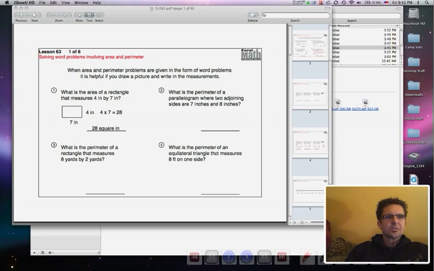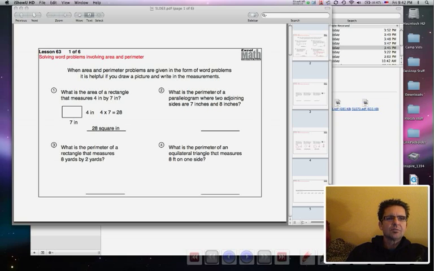All right, this is Excel 5th grade, lesson 63, and today we're going to be learning about solving word problems involving area and perimeter. All right, number one, well, first of all, the directions say when area and perimeter problems are given in the form of word problems, it is helpful if you draw a picture and write in the measurements. So none of this is written when you see a problem like that.